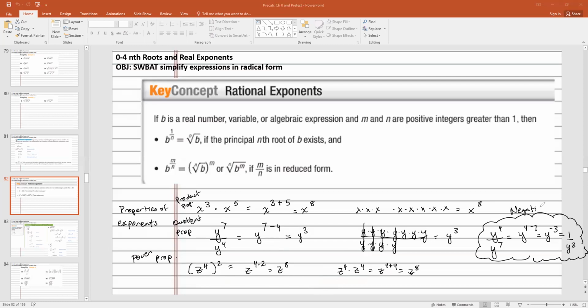Negative exponent. So let me take a picture of this. You have to remember those properties. Good properties. You're going to use those a lot.